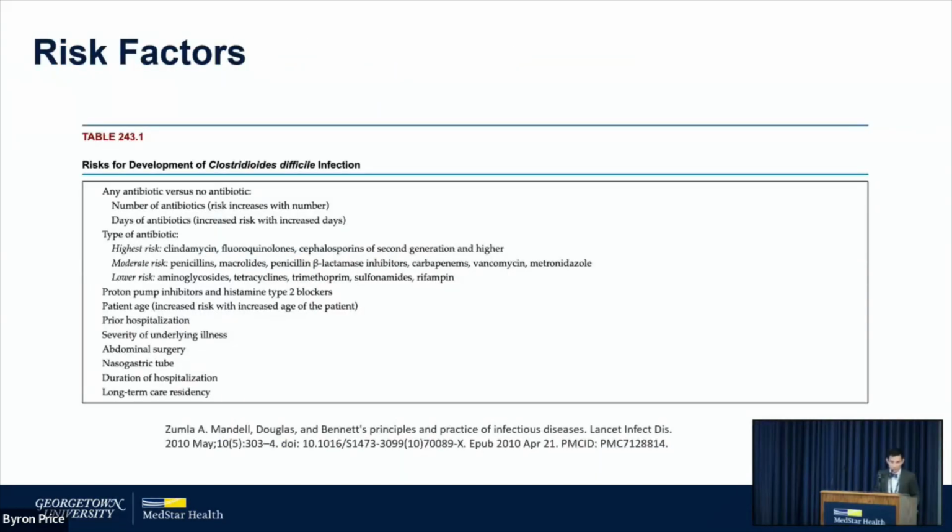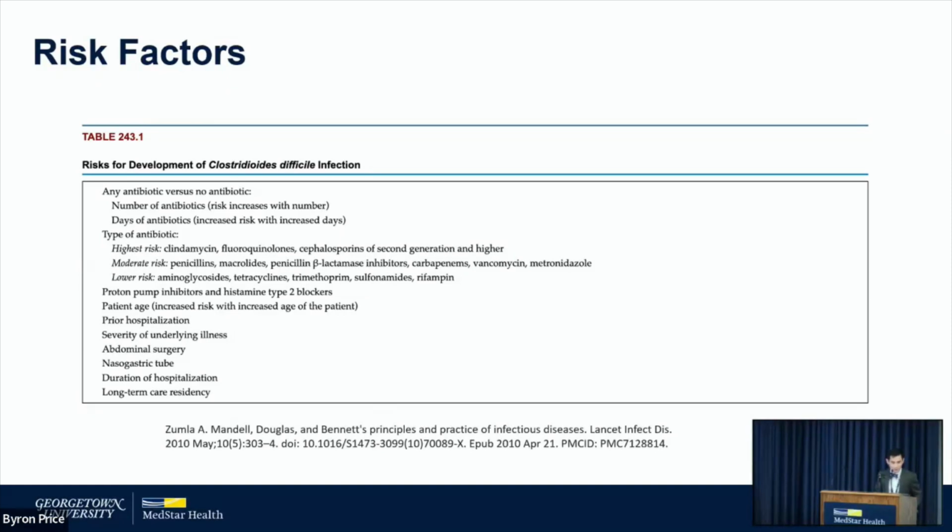So what are some risk factors for developing clinical C. diff infection? Numbers 1, 2, and 3 are antibiotics, and not just antibiotics, but there's a dose correlation as well. So the number of antibiotics matters, the duration of treatment matters, and the type of antibiotics. The highest risk include, as we all know, clindamycin, but then also fluoroquinolones, and then second generation or higher cephalosporins, followed by penicillins, macrolides, carbapenems, and even vancomycin and metronidazole are considered moderate risk.